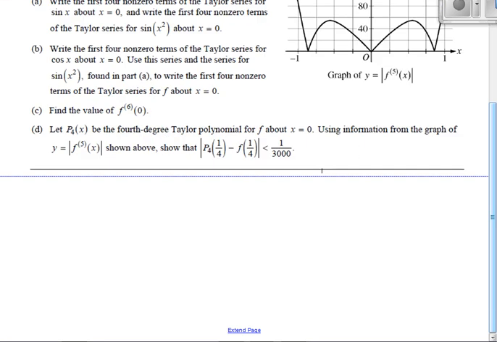And it says find f, the sixth derivative at 0. So f, the sixth derivative at 0 over 6 factorial is equal to the coefficient of this term with x to the sixth, which is minus 121 over 6 factorial. Correct?